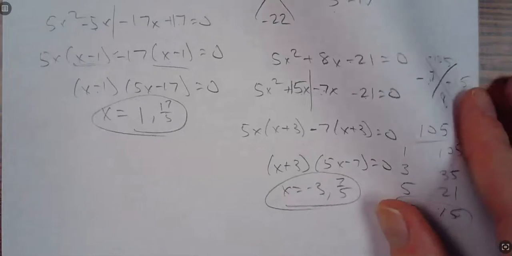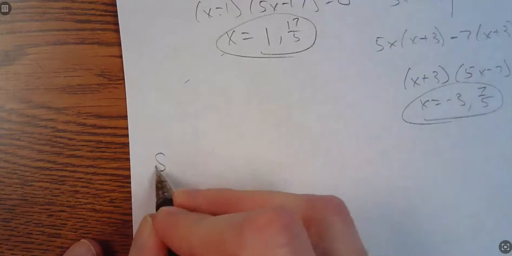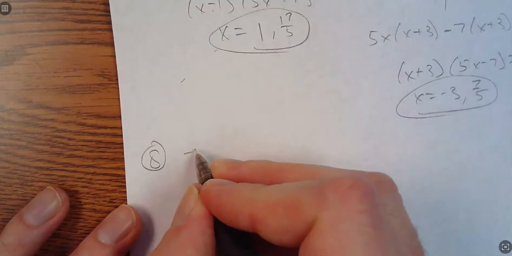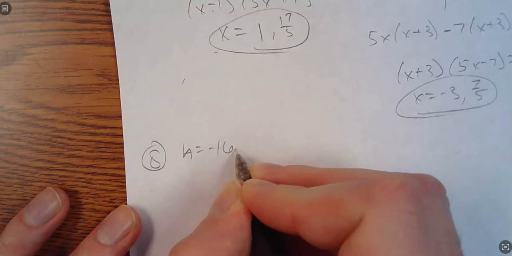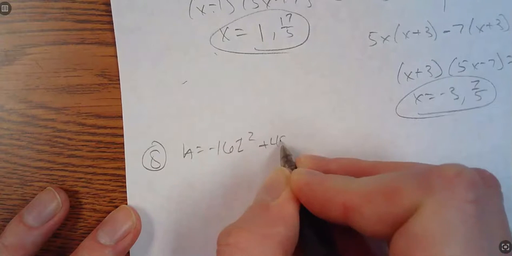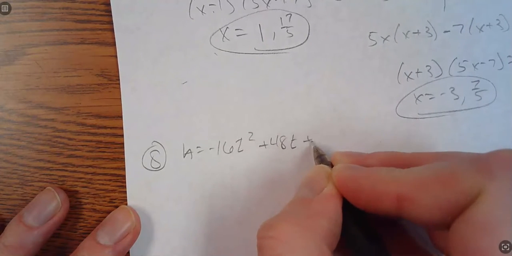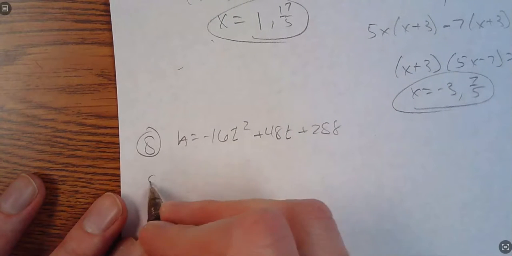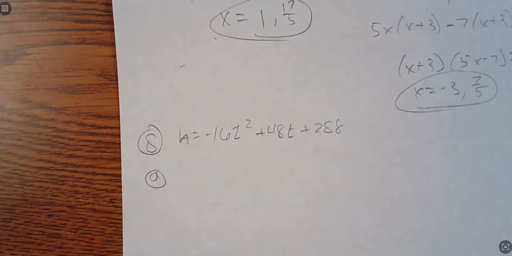Let's go, number 8. The number 8, which I assume everyone's word problem is the same, has a girl standing on the edge of her dorm roof and drops a ball into the air. My function is h equals negative 16t squared plus 48t plus 288. And my step A says the ball will hit the ground after how many seconds?